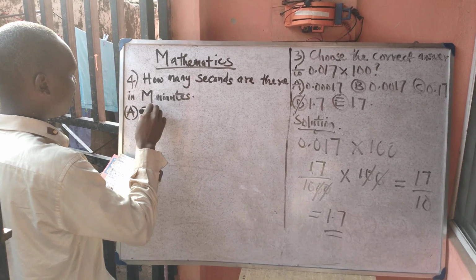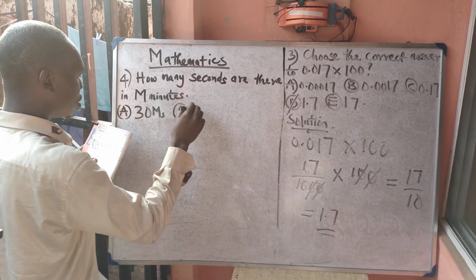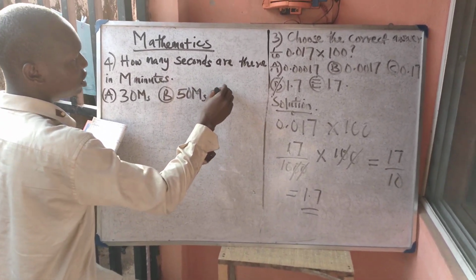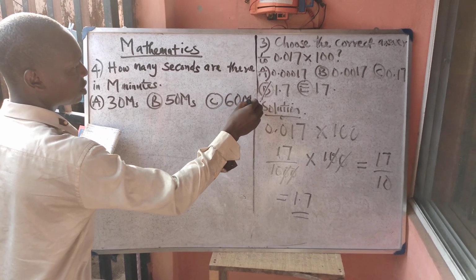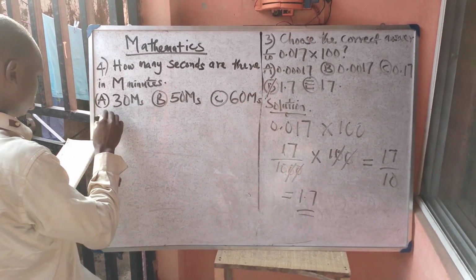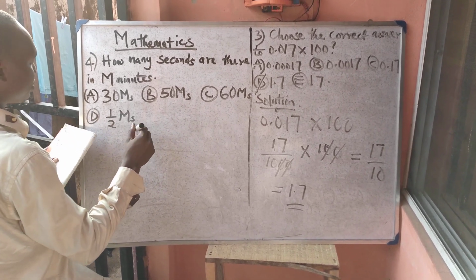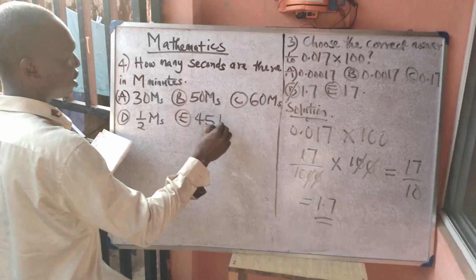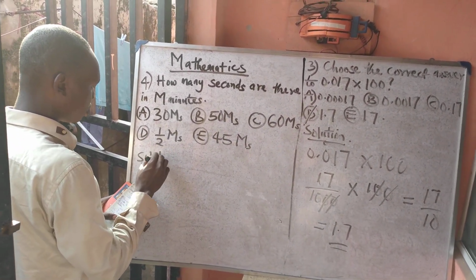A, you have 30m seconds. B, you have 50m seconds. C, you have 60m seconds. D, you have half m seconds, that is 1/2 m seconds. E, you have 45m seconds. Alright, let's look at this question and solve it.